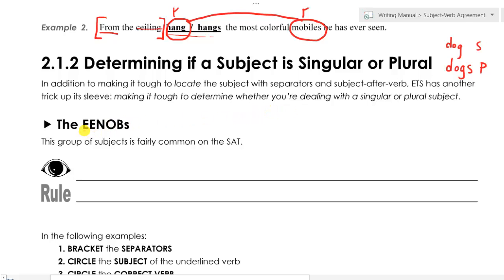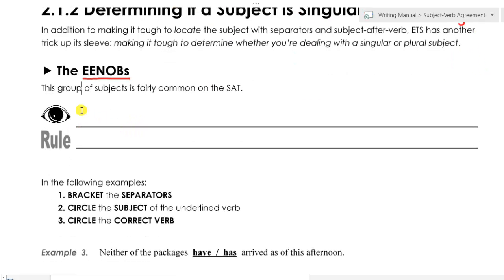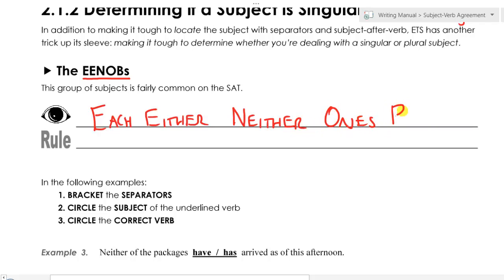So we've got to talk about my favorite acronym of all time, the ENOBs. The ENOBs stand for each, either, neither, ones, and bodies. I know I'm spelling this word oddly. Don't worry, I'm doing it for a reason. Each, either, neither, ones, and bodies. I would say that to yourself like 20 or 30 times until you have it down. All right, I'll just do it 3 times. I won't do it 20 or 30 times.